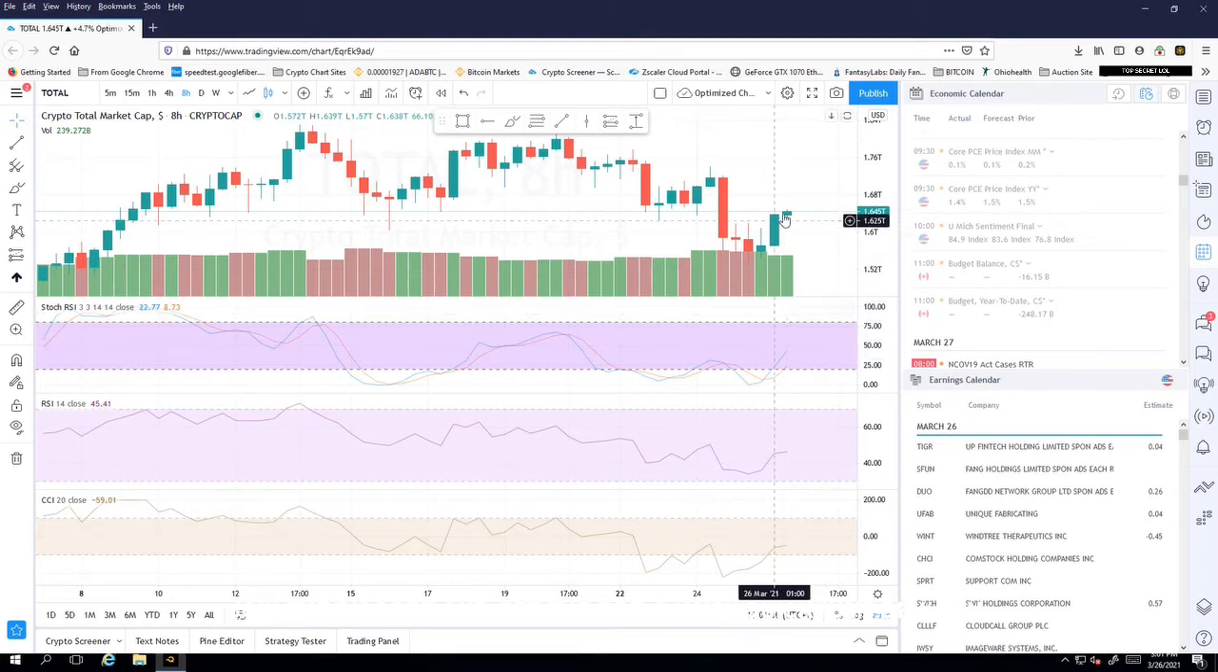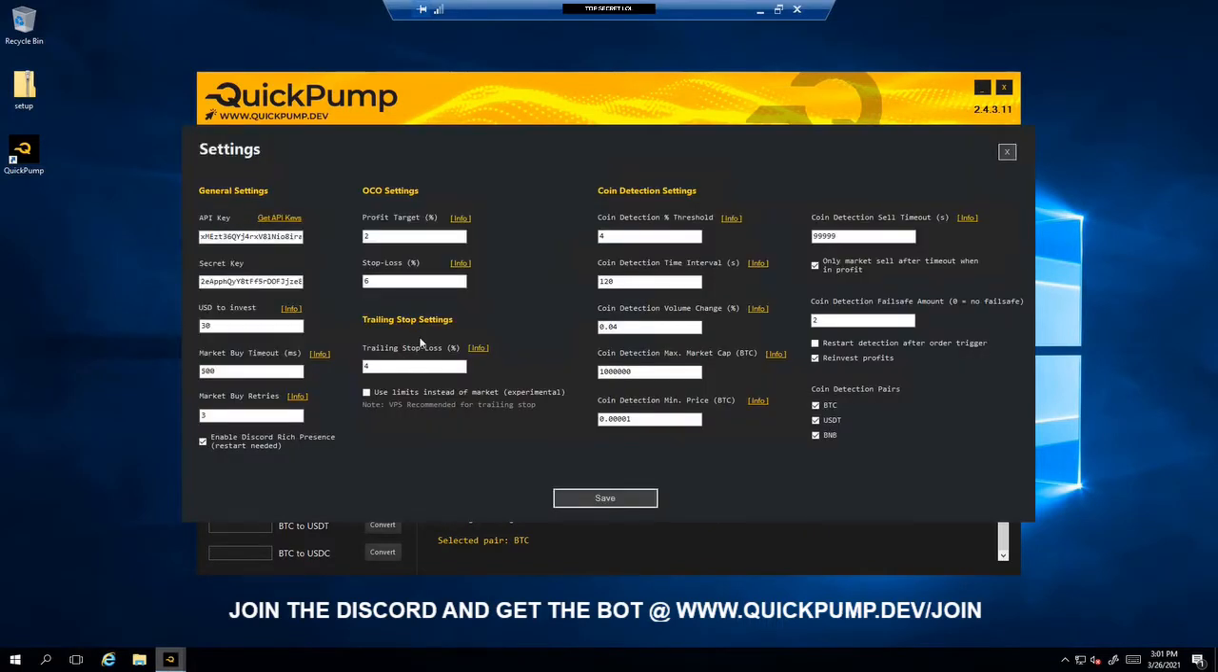In this particular example, it is March 26th, around 11 a.m. Eastern time, and as you can see, the market's bouncing back from a pretty devastating blow the last few days, and because of that, my strategy is going to be a little bit more aggressive because the market's a little bit more aggressive. So if I hop back over to the QuickPump bot and go to my settings, I'm really going to be eyeing the coin detection threshold and the coin detection time intervals as my main two adjustments to adjust to the market.